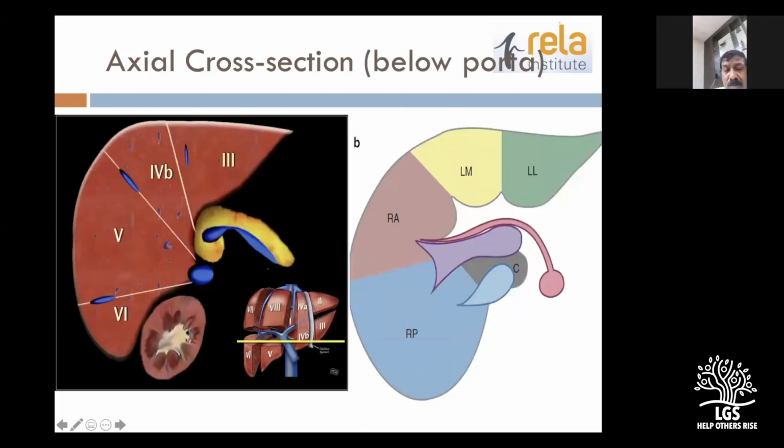Now we go to a section below the porta. What was segment 7 becomes 6, and we can see the level of the kidneys here, so we have come down. What was segment 8 becomes 5. What was 4A becomes 4B, and what was 2 above becomes 3. Our gallbladder will also be lying somewhere here below.